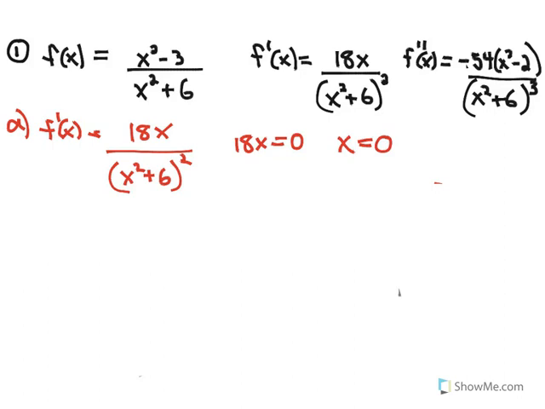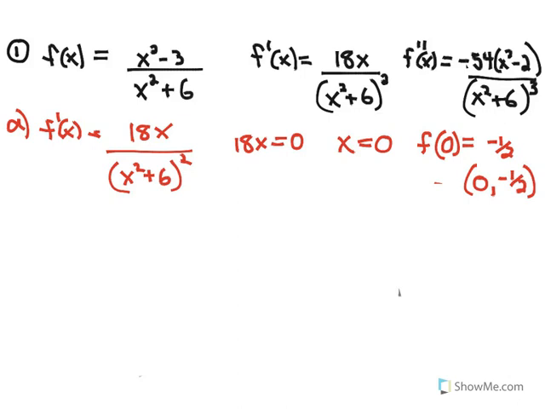We can also sub that in to find the actual point because that's going to go on our graph. F of 0, just plug that into the original, you get negative 3 over 6, which is negative 1/2. So the point (0, negative 1/2) will be a critical point on our graph.